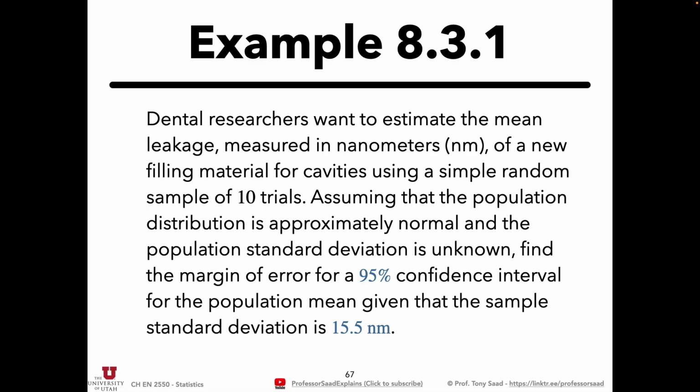Dental researchers want to estimate the mean leakage measured in nanometers of a new filling material for cavities using a simple random sample of 10 trials. As the population distribution is normal and the population standard deviation is unknown, so that tells us it's going to be a t-test. Find the margin of error for a 95% confidence interval for the population mean, given that the sample standard deviation is 15.5.